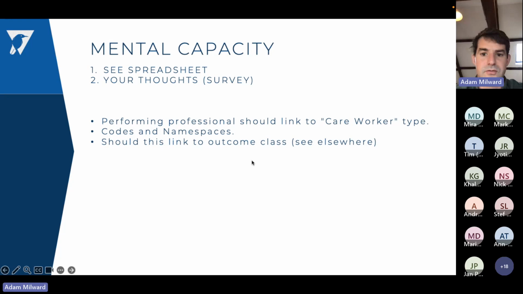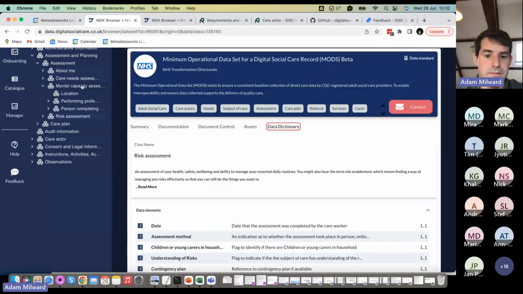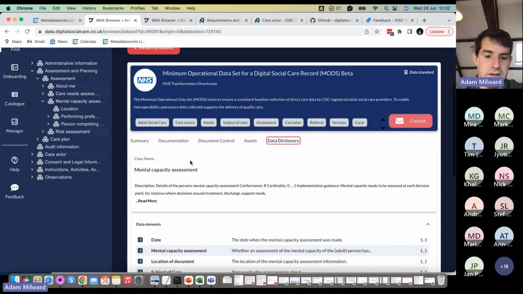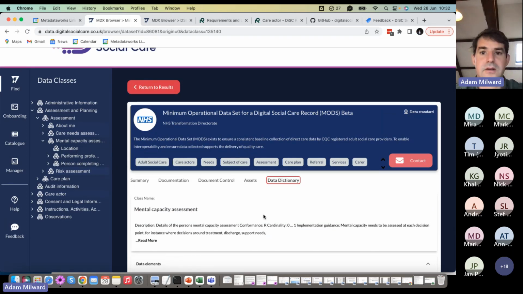Mental capacity, so performing professional: should we link through codes and namespaces, and should we link to the outcome? Also very similar comments here. We've got location of document, whether it's been performed, the date that it happened, and then should we just be linking through to the performing professional and the person completing the record, and then do we want to have an outcome, which at the moment we don't have in there.